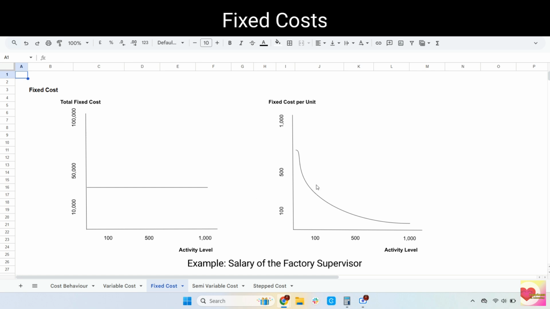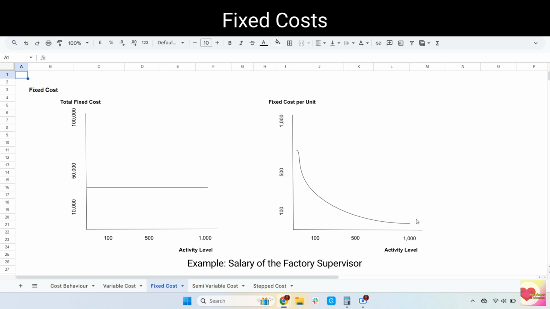Now let's analyze the second graph. This line shows the fixed cost per unit. Let's pay attention to the per unit here. And this line shows the activity level, which is the number of units produced. And this line shows the relationship of these two. It shows that the fixed cost per unit decreases as the activity level increases.